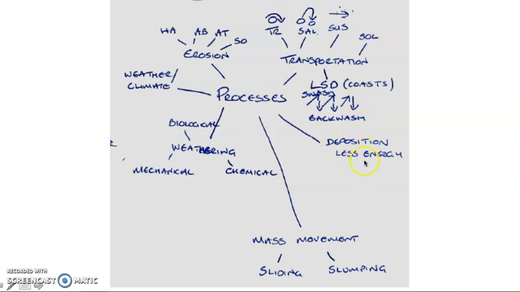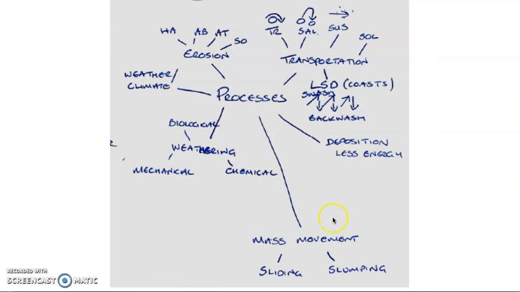When the rivers lose energy, they can no longer transport the material. Therefore, they deposit it. So the material will sit on the bottom of the riverbed and start to build up. And this becomes very important for processes such as meanders, oxbow lakes, floodplains, and levees.